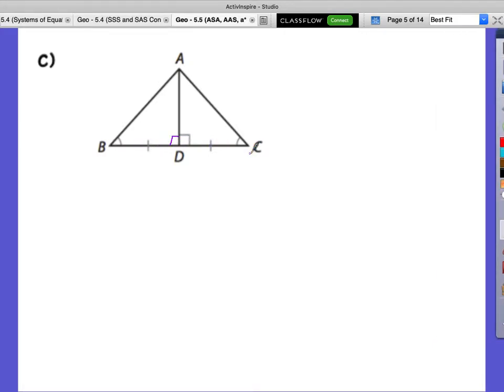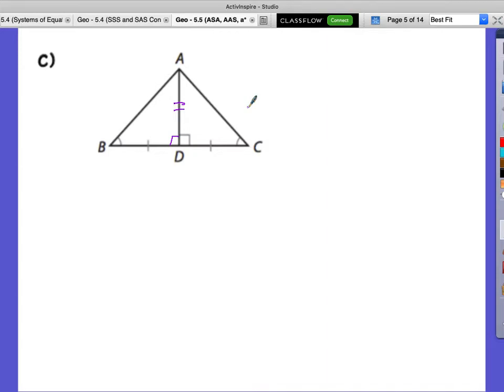Yes. Now, could we also do one more step and then have another way to prove? What's the other step we can do? Reflexive property, AD is congruent to itself. Now could you also prove by one other method? Side angle side. So we can prove by two different methods here, right?